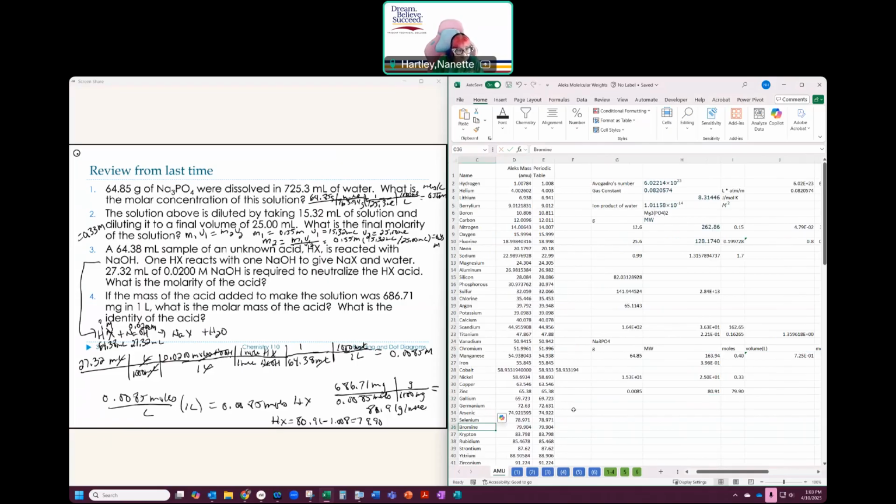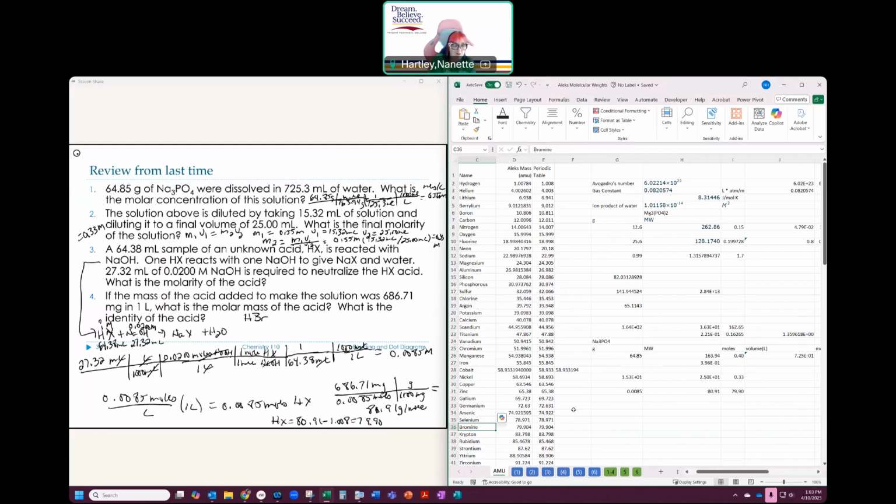And so that X is bromine. That makes a lot of sense because bromine should have a -1 charge, and so it should be something that can bond with one hydrogen to be an HX kind of deal. So the identity of that acid is HBr. Okay, so the molar mass of the acid is 80.91, and the identity of the acid is HBr.